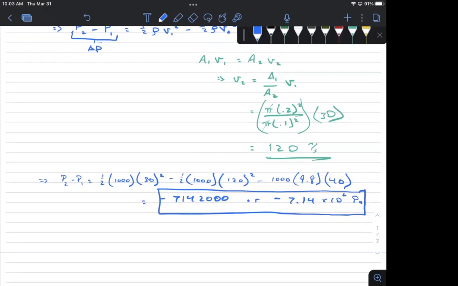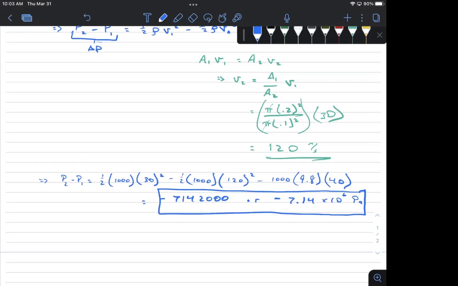So if I get a negative answer, that means the new pressure is less than the original pressure. So whatever the original pressure was in my pipe, because I've gone up 40 meters and I've constricted my pipe, the new pressure in the fluid is now 7.14 times 10 to the 6 less than the original pressure.